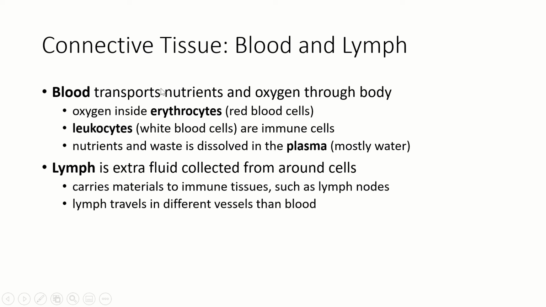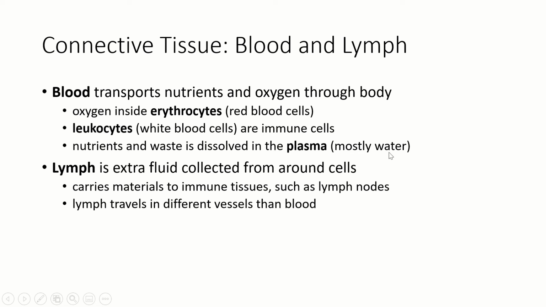Now, blood transports nutrients and oxygen throughout the body. So it actually connects every part of your body to every other part of your body through the distribution of blood. It contains three parts. Erythrocytes, which are red blood cells, which carry oxygen. They pick up oxygen at the lungs and then deliver oxygen to the cells throughout the body and pick up some carbon dioxide.